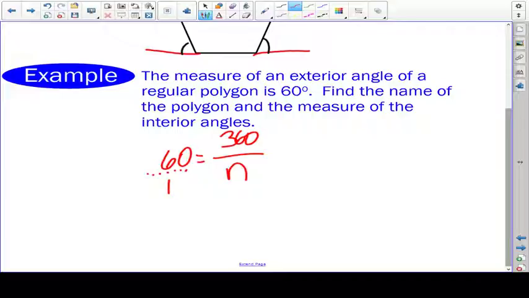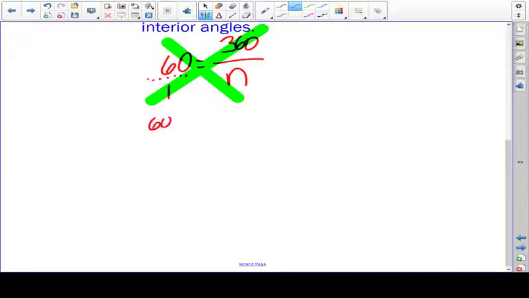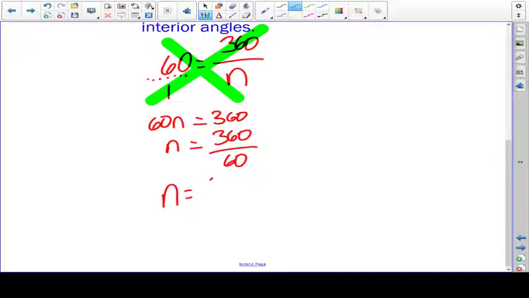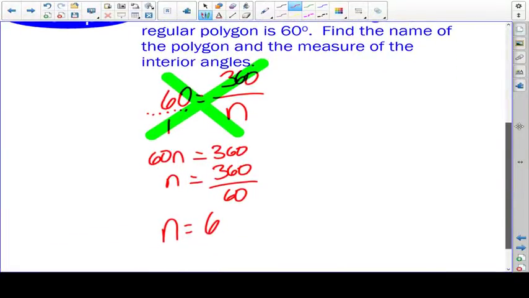So we could put 60 over 1, and cross multiply: 60 times n equals 360. To figure out what n is, take 360 divided by 60, and n is equal to 6. So this shape has 6 sides. The name of a 6-sided regular polygon is a hexagon.